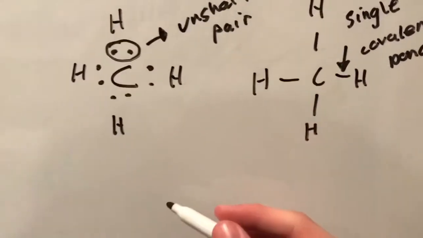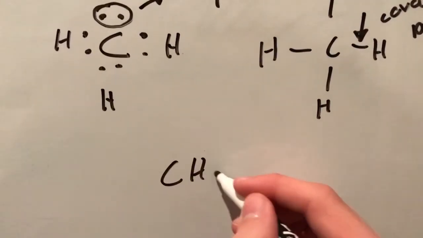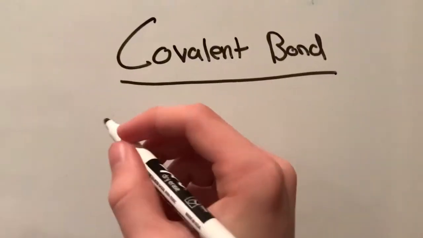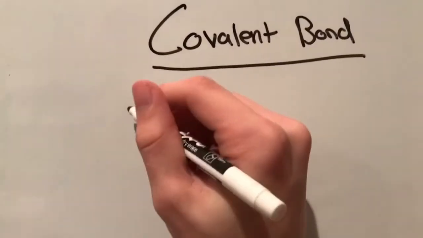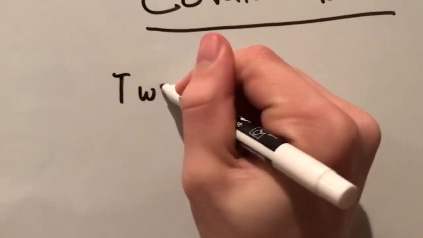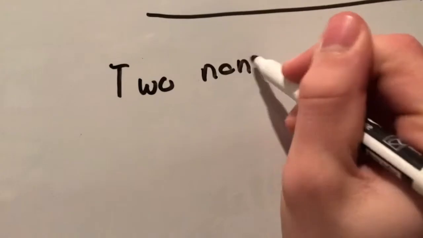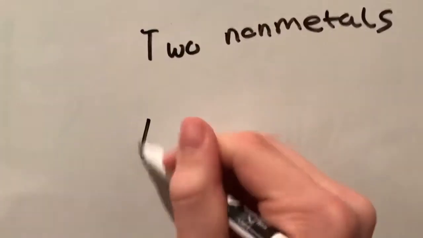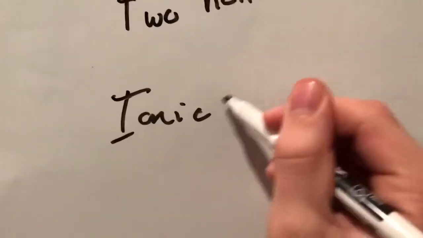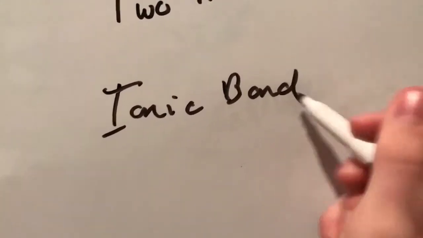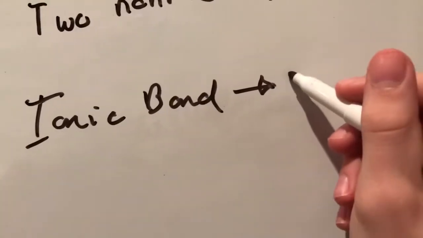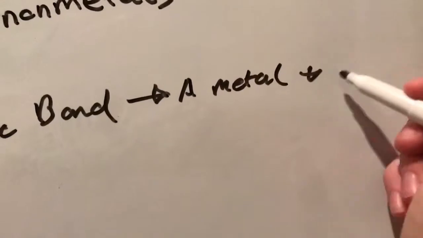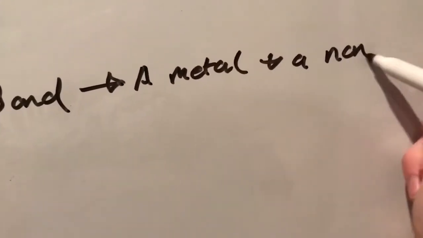And that's how you know how to write the formula, which would be CH4, because there's 4 hydrogen and 1 carbon. Another thing to mention is what forms the covalent bond is 2 nonmetals. And what forms an ionic bond is a metal and a nonmetal.